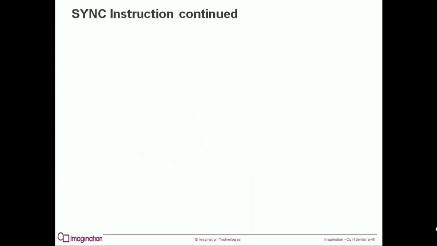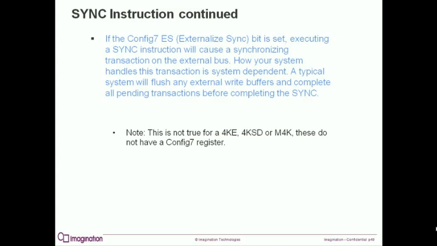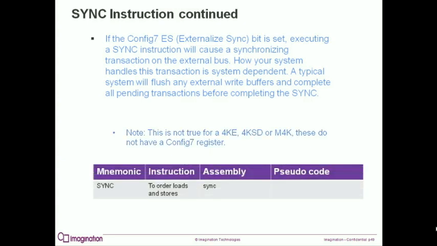The sync instruction does require external hardware to be able to propagate the sync signal to the external bus. The externalized sync bit in the config7 register of coprocessor 0 controls whether or not the sync signal is sent out to the external interface. The exception to this is our 4KE, 4KSD, and M4K cores, where the signal is always sent. The assembler syntax for sync is simply sync.